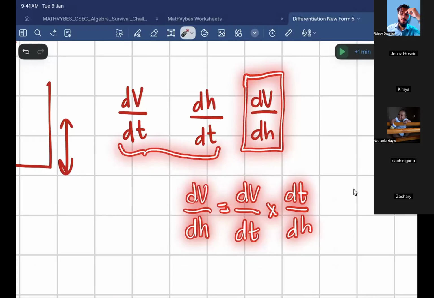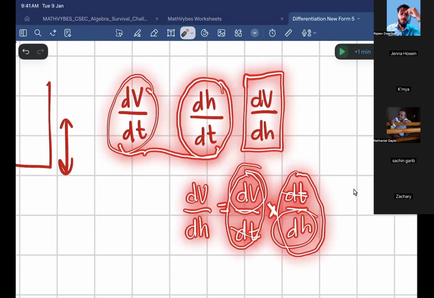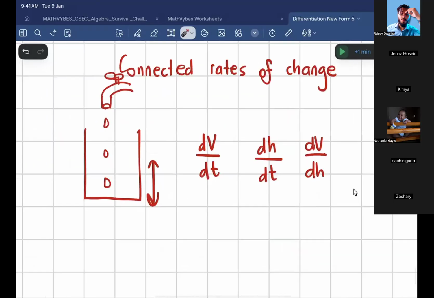So Nathaniel, watch. If we have dV/dt here, and if I multiply that by the reciprocal of dH/dt, that'll be dt/dh. Why am I doing this, Nathaniel? Well, watch. We've got only dt's. They'll cancel, and that'll be equivalent to dV/dh. So that's the whole concept of connected rates of change. You're using two different rates of change and multiplying them to find another rate of change. So it's connected. That's the whole concept we'll be looking at today.